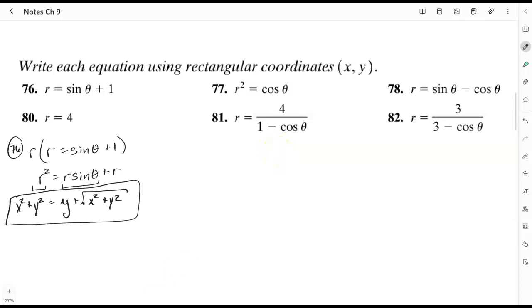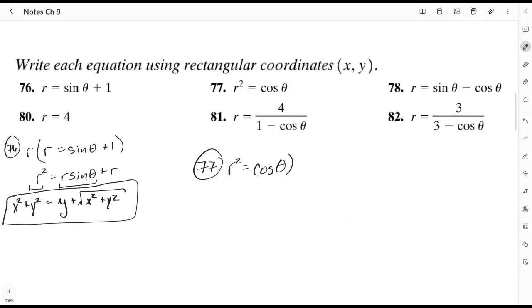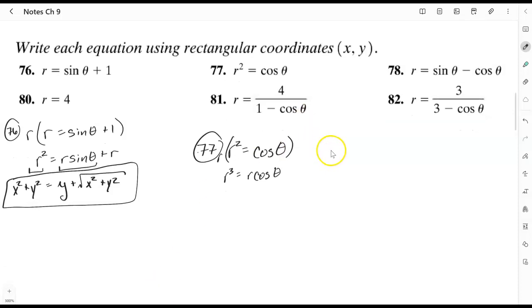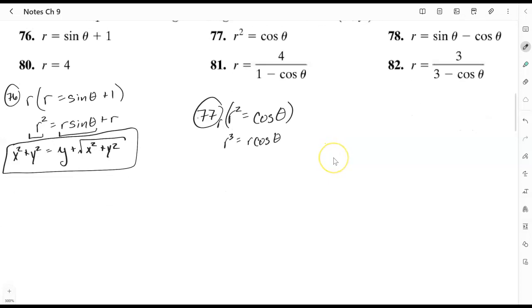Let's do another one. Let's look at number 77. We've got r squared is equal to cosine of theta. Again, we don't have a substitution for cosine of theta, but let's multiply everything by r. And we can view that r cubed as r squared times r. And now we've got a lot of substitutions we can make.